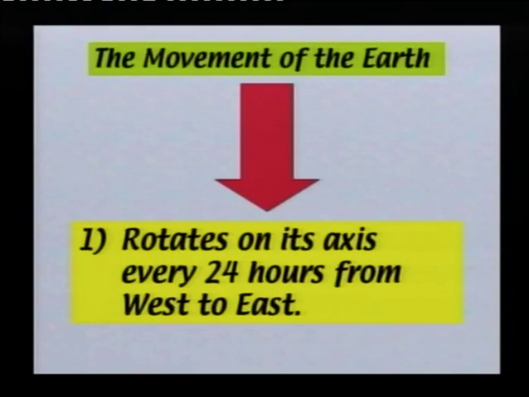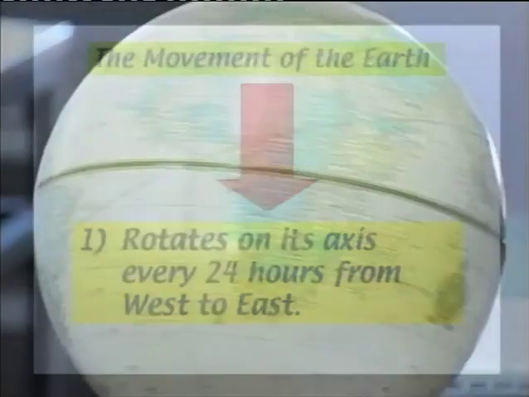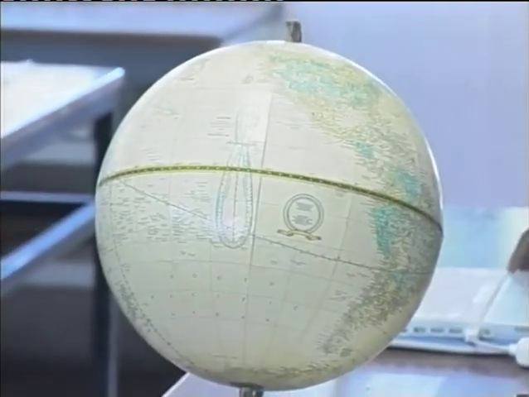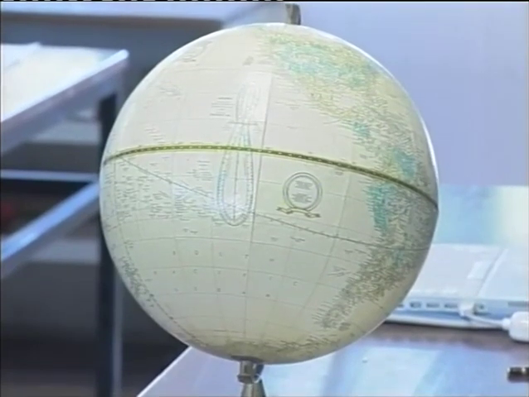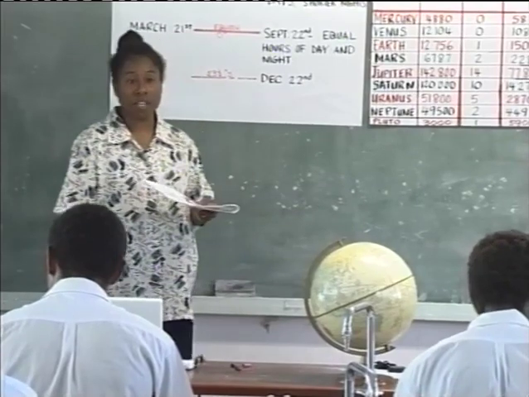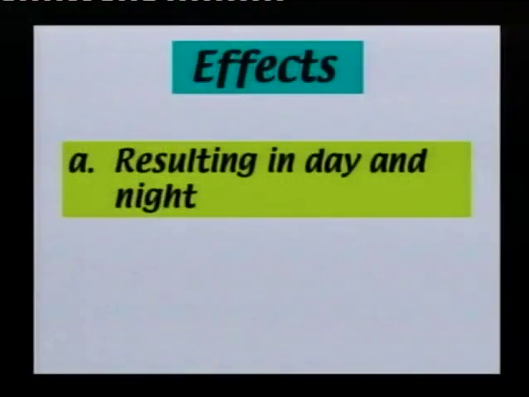But before we do that, let's go back and recap on what we have covered on the movement of rotation. What we have covered on that first movement of rotation: the Earth rotates on its axis every 24 hours from west to east. And to demonstrate that on the globe, it's simply the movement of rotating on its axis from west to east every 24 hours. As a result of that movement, we looked at two important effects. The first one, the movement of rotation results in day and night.